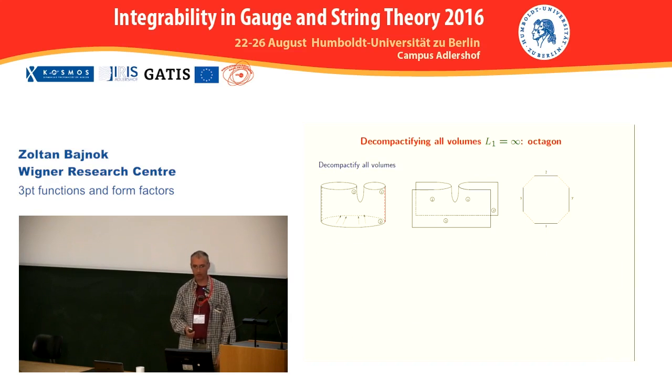So in order to find a slightly better situation, we will decompactify both outgoing strings. What we are doing now is sending L2 to infinity, L1 to infinity, also L3 to infinity. So it's like cutting twice. We cut here, and also we cut here. So the resulting topology is something like this saddle.